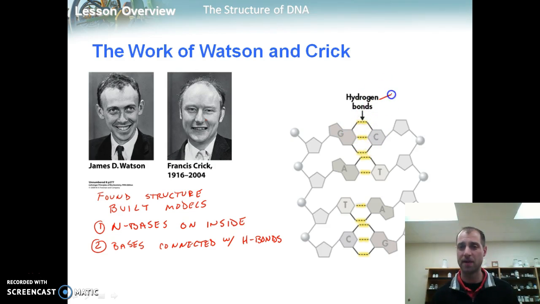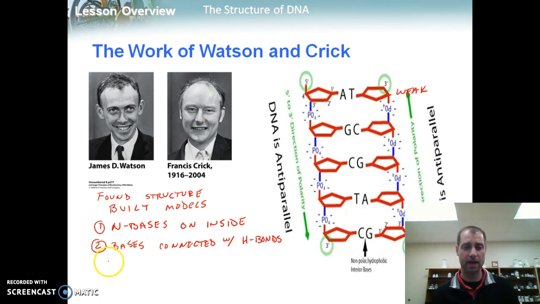Hydrogen bonds are very weak bonds. And because of their weakness, we can basically unzip this molecule without exerting a lot of energy. And so eventually they said, this shows how we can copy DNA from one cell to another.